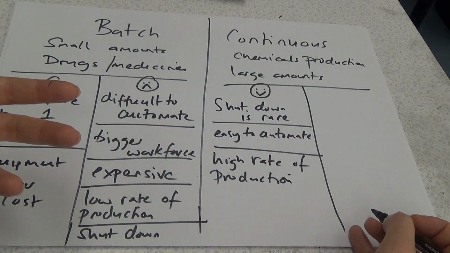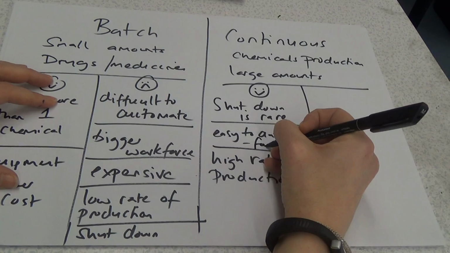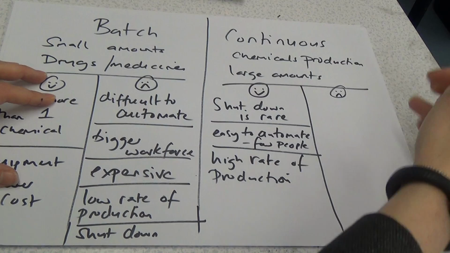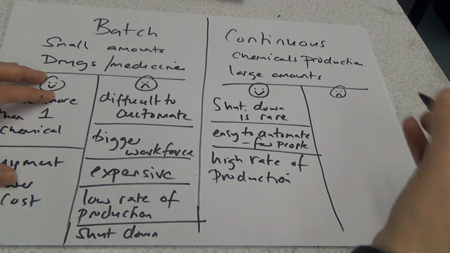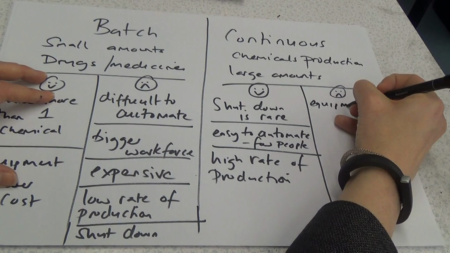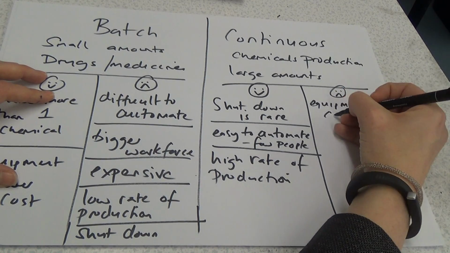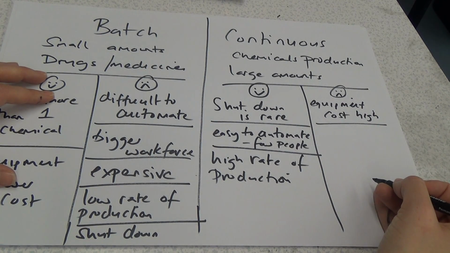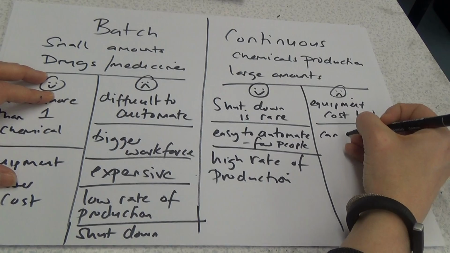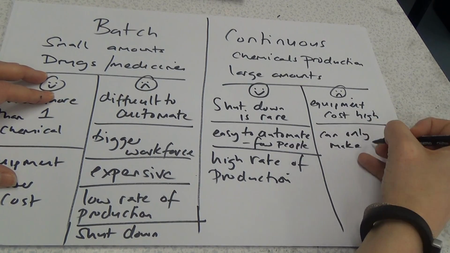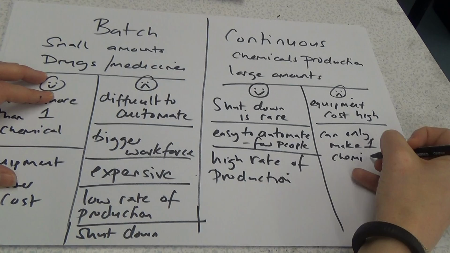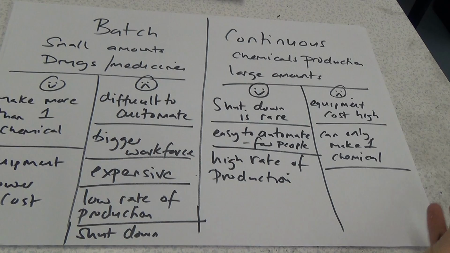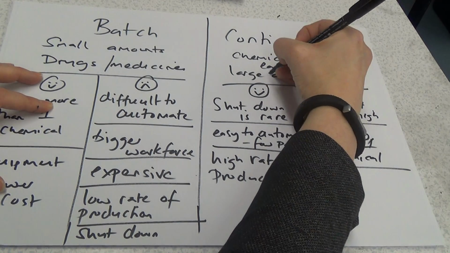Just like with batch, you have some definite negatives, and those disadvantages tend to be the setup costs in particular. The equipment cost is high, which is a negative for setting it up in the first place, and also you can only make one chemical. So an ammonia plant will just basically make ammonia. That's a good example.